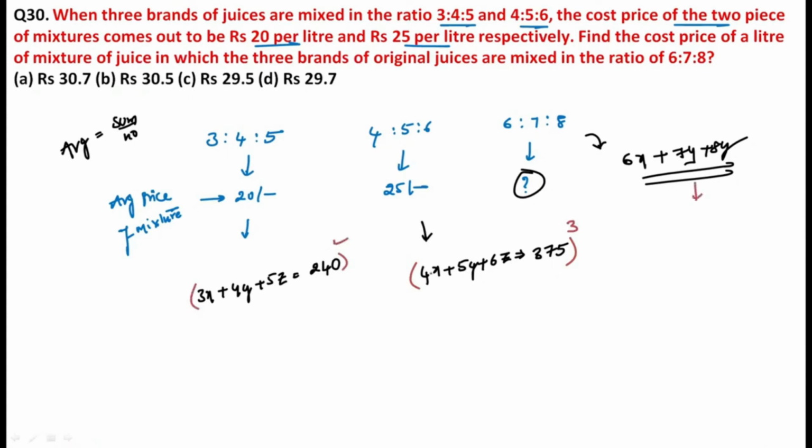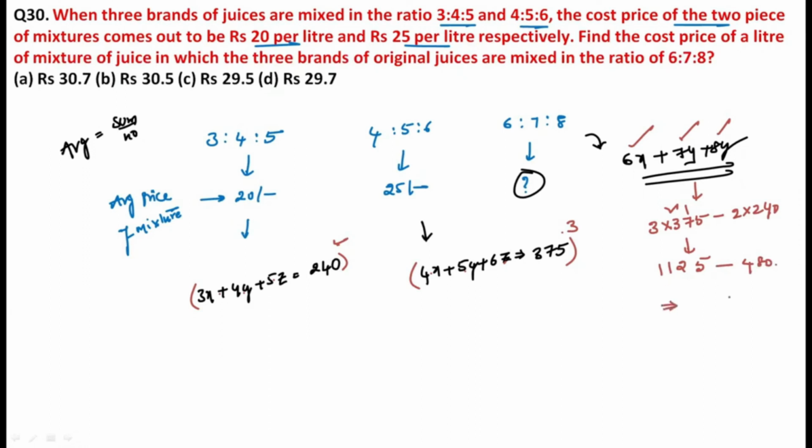Observe. 3 4s are 12, 2 3s are 6, so now you can get 6x. 3 5s are 15, 2 4s are 8, so now you can get 7y. 3 6s are 18, 2 5s are 10, so you can get 8z. Now the final value is 3 into 375 minus 2 into 240. 3 times 375 is 1125, and you can subtract 2 times 240, which is 480. Now you can get the value.